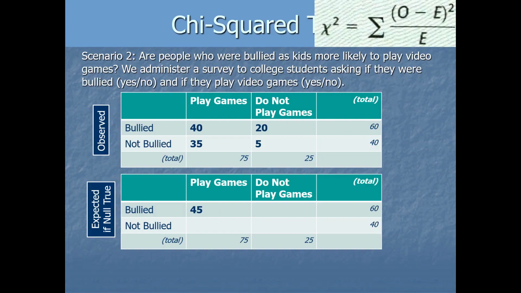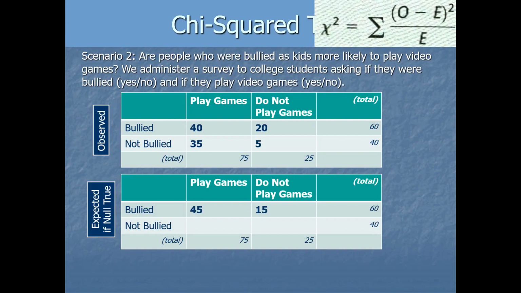And then for the upper right cell, you would again just multiply whatever the column total is, so 25, with that row's total, so 60, and divide that by the total number of people in the study, which is 100. So you do 25 times 60 divided by 100 people in the study is 15. And of course that makes sense because we know 45 is the expected number in the top left cell. So to get 60 total bullied, we would have to expect 15 in the top right cell.